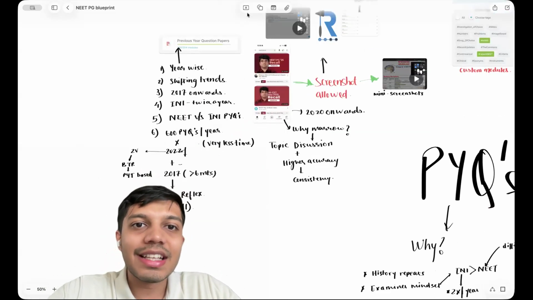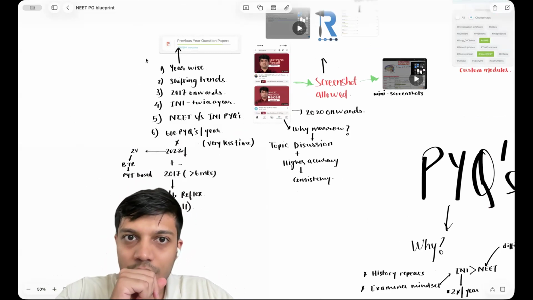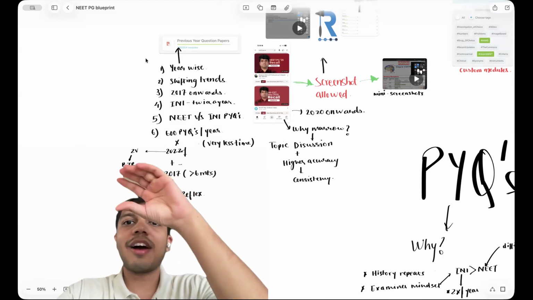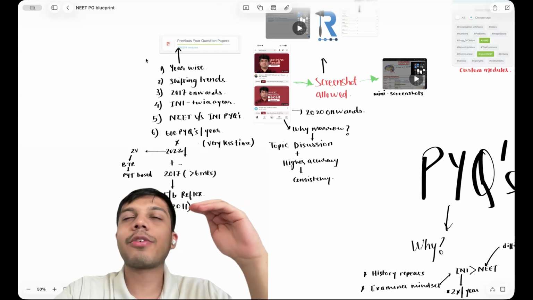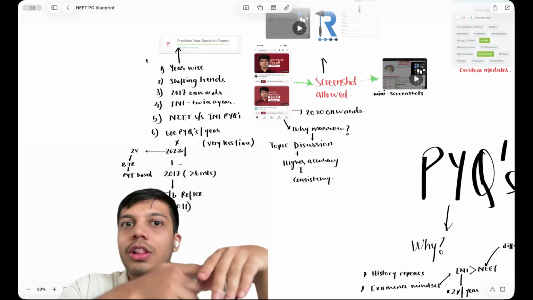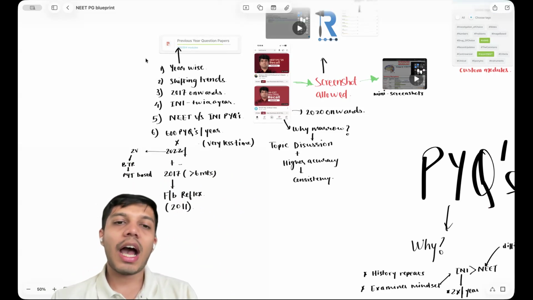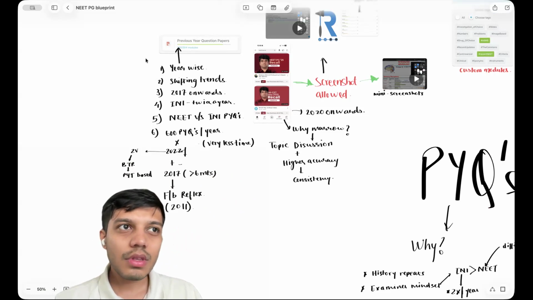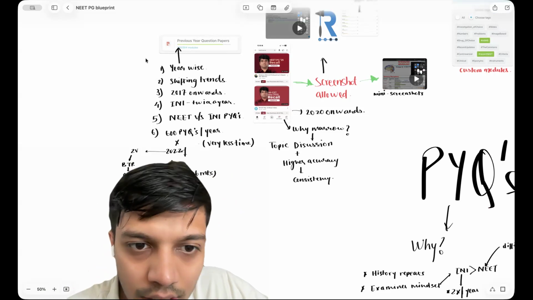Marrow has this at the end of their Q bank. They have all the previous year question papers in year-wise format, by subject. So they'll have anatomy first, and then they'll have anatomy of 2025, 2024, 2023, all the way up to 2017. They don't have anything before that. And INI happens twice a year, so they have two sets of INI papers every single year.